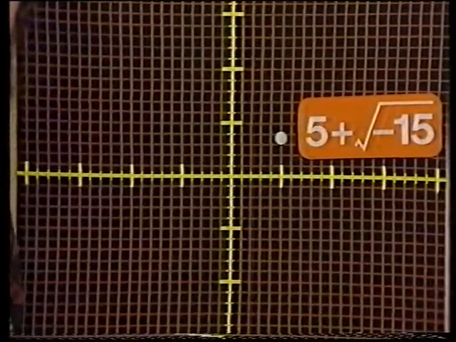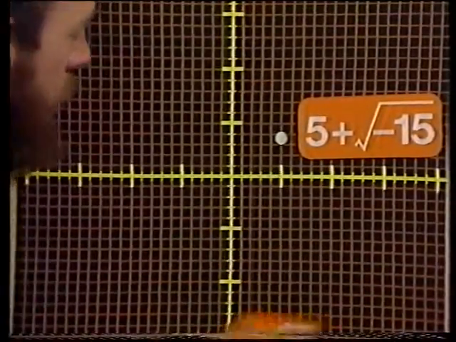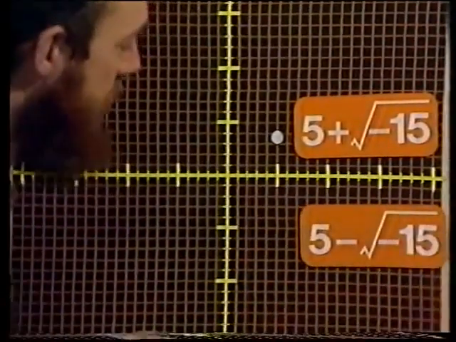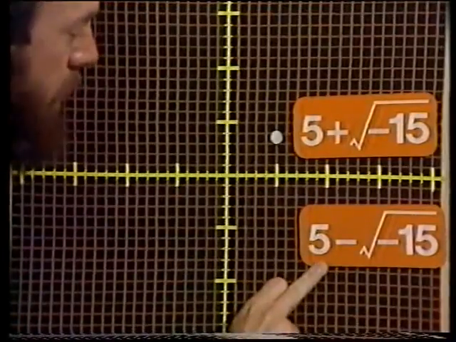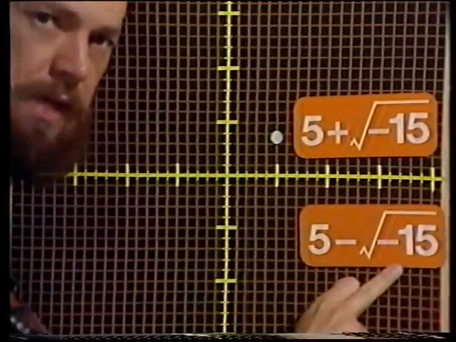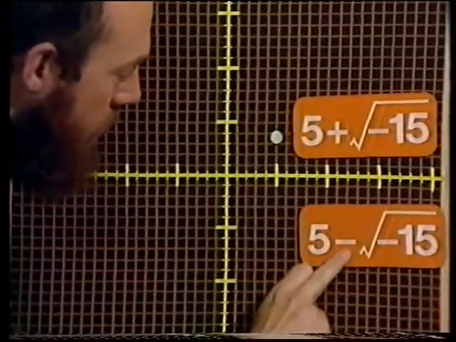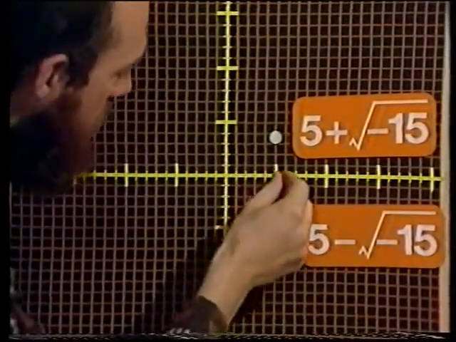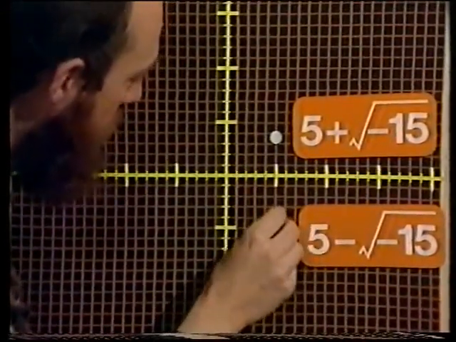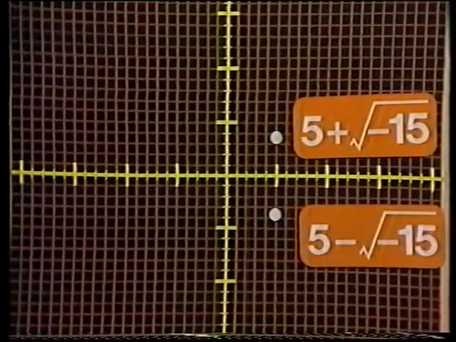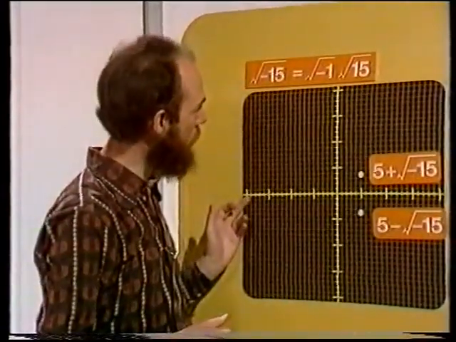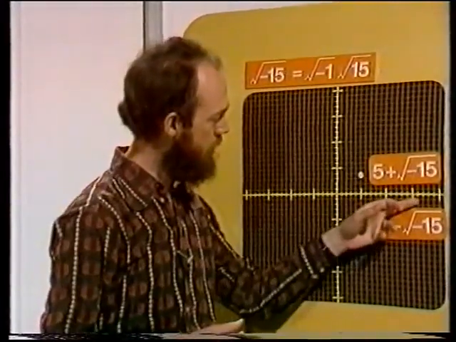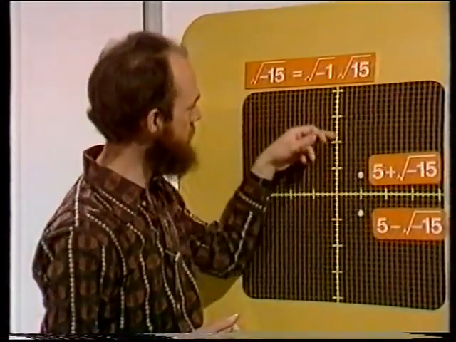And what about 5 minus the square root of minus 15? Well, in the same way, 5 for the first member of the pair, root 15 for the second member of the pair, but I go down now because of this minus sign, 5 along and root 15 units down to there. So that's my picture. I can put the ordinary real numbers along here and the new mysterious parts of the numbers up here.